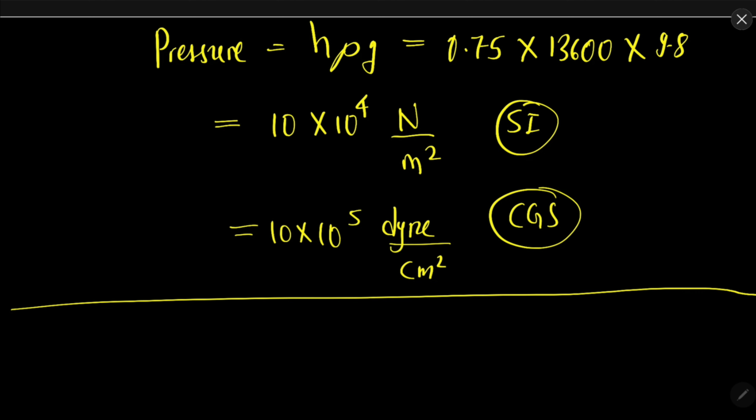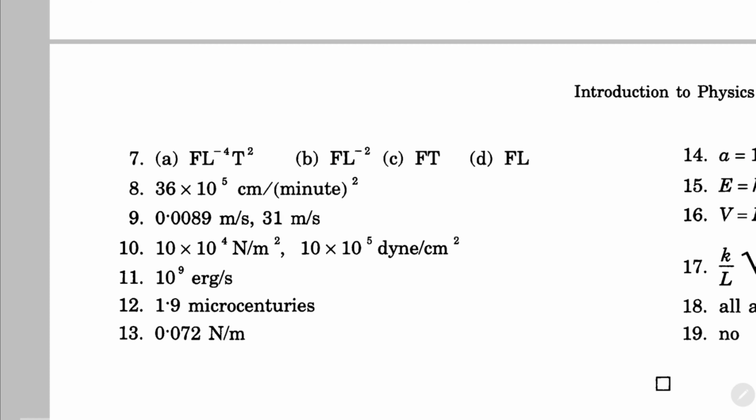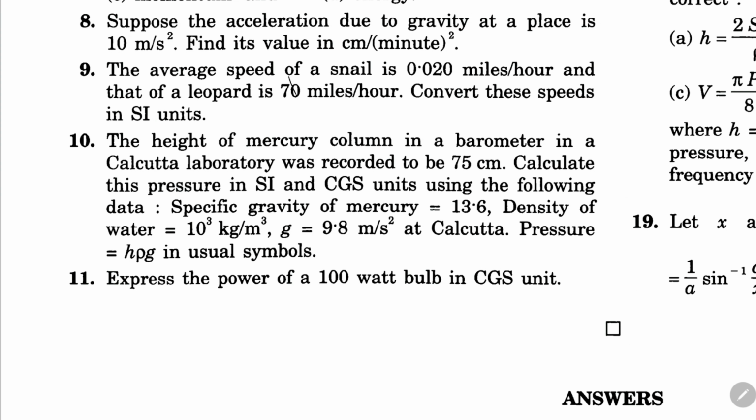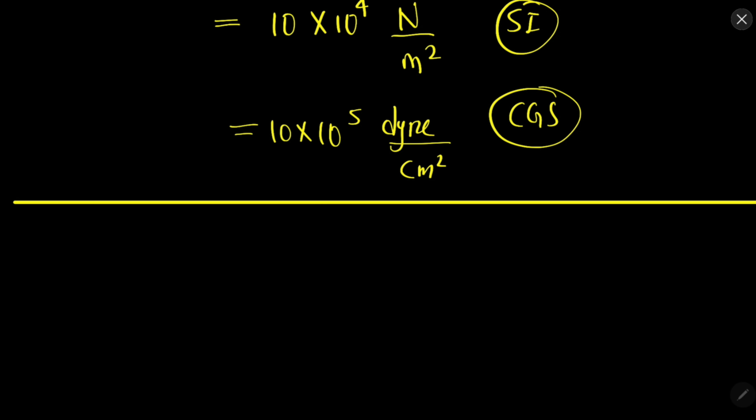So this is question number 10. Now what about question number 11? So we have to express the power of a 100 watt bulb in CGS unit. So what is the SI unit? We have to convert into CGS unit.